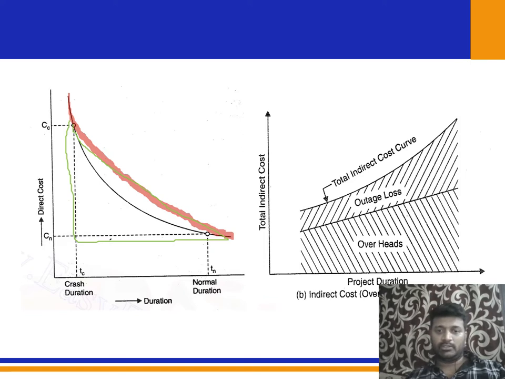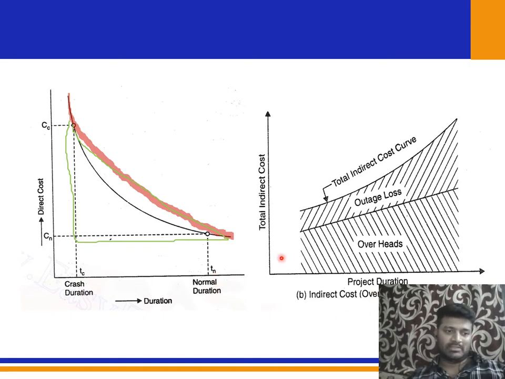One more thing, this is the total indirect cost, where we put together total overhead and outage loss in the project, and together they sum up to the total indirect cost curve. That is the direct cost curve, this part. We are going to approximate this curve into a straight line and find out the slope of this triangle. I'm going to take this point as the crash cost, CC, and this point as the normal cost, CN. The corresponding durations are called crash duration and normal duration.